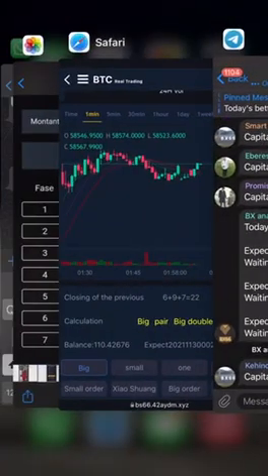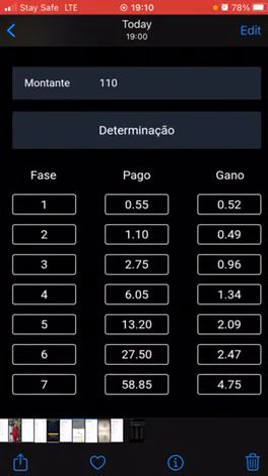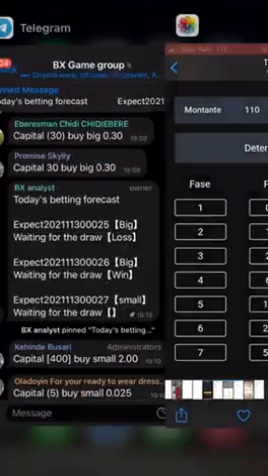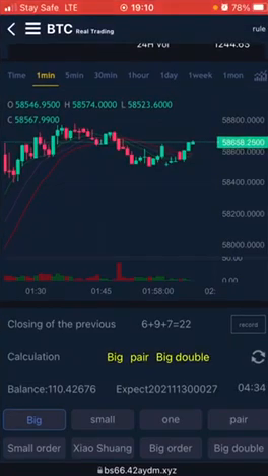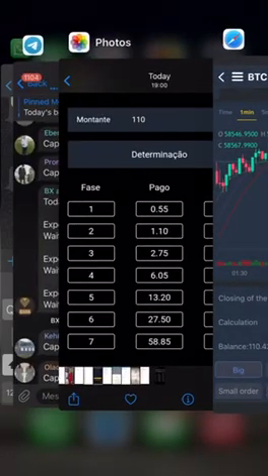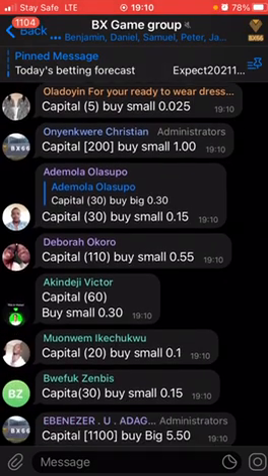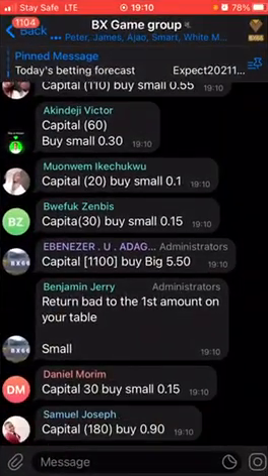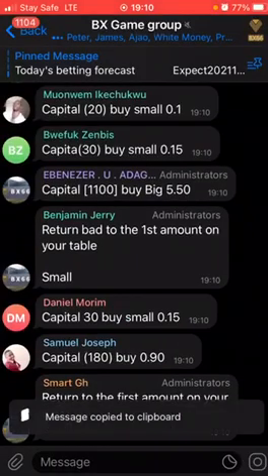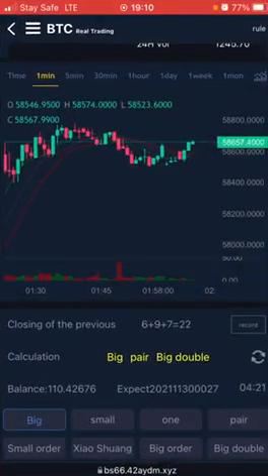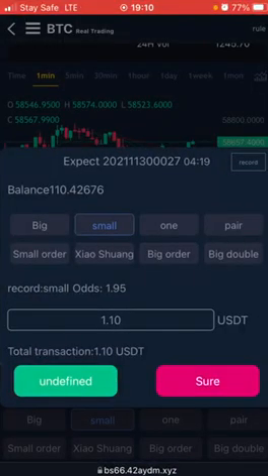I'm going back to the table. Since it's a win, we're going back to the first round now. So we're going to put 0.55 on the first round. So I'll click, what is the next one? You have to be sure of what you're doing. You don't have to rush it. It's small, you see. So since it's small, you see this guy said return back to the first table. So I'm going back. I'll click small instead of big this time around. It's on small, you see.